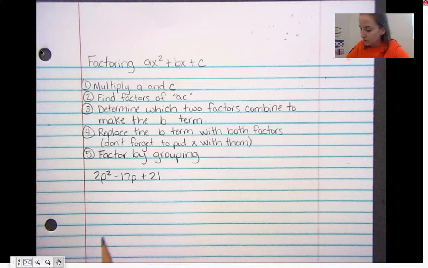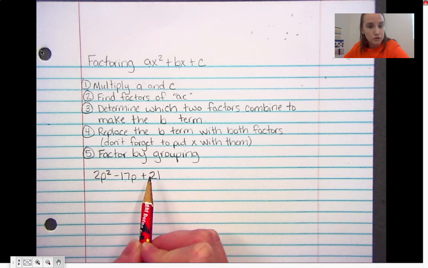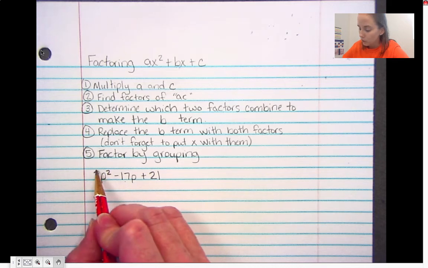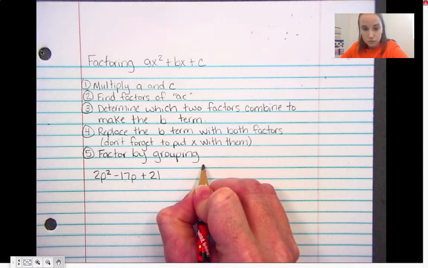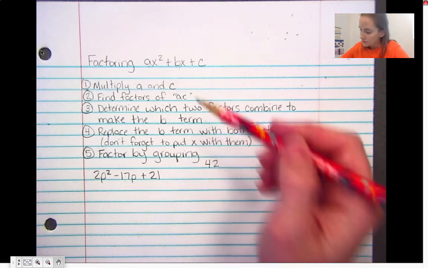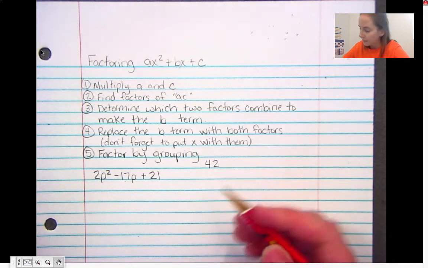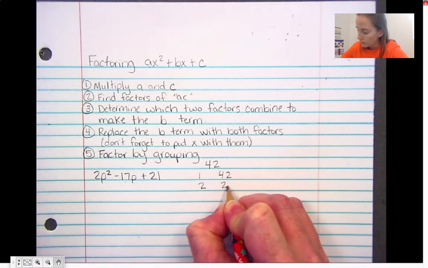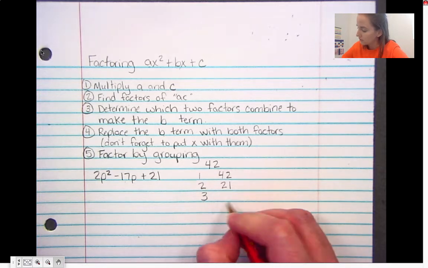So in this example, I have 2p squared minus 17p plus 21. To solve it using the process method, which is what I have the steps listed for here, we're going to multiply 2 times 21. I'm just going to do it out to the side. We know that 2 times 21 is 42. That is step 1. Now I need to look at the factors of 42. So I'll say, well, 1 times 42, 2 times 21, 3 times 14.